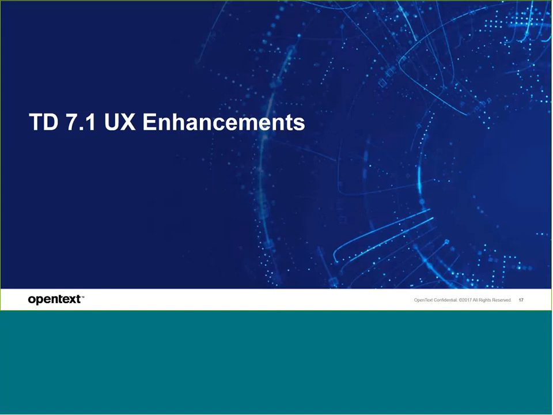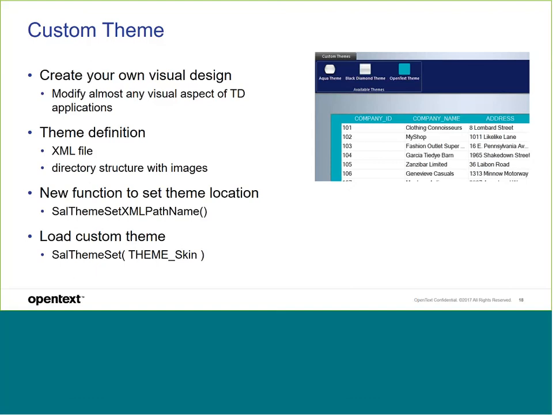So what about user interface enhancements? First one is the custom theme. With Team Developer 7.1, you can now create your own custom theme and modify the visual layout of basically every visual aspect of Team Developer applications. You'll see that in the screenshot to the right. What I did is, it doesn't really look too great, but I took some of the Open Text marketing colors that we use and used them to create a new theme for Team Developer.